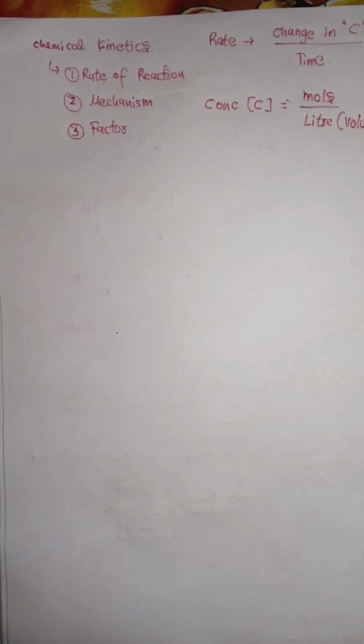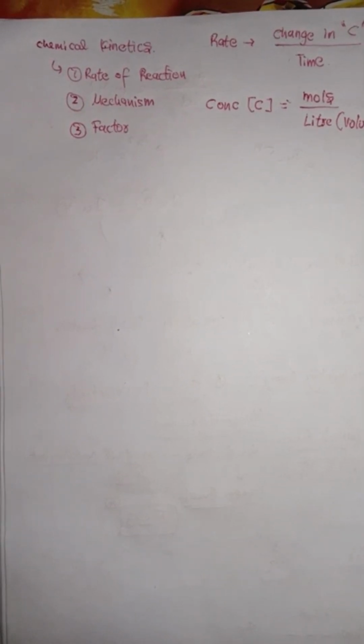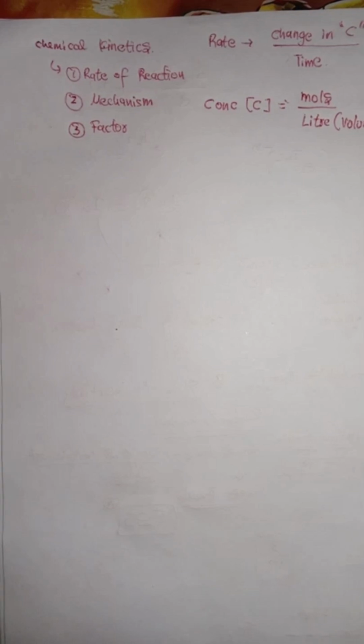This is an introductory video on chemical kinetics. Chemical kinetics actually deals with three things mostly: the rate of reaction, mechanism, and factors influencing the rate. And here, first, let's discuss the rate. A rate is actually expressed as change in concentration per unit time.